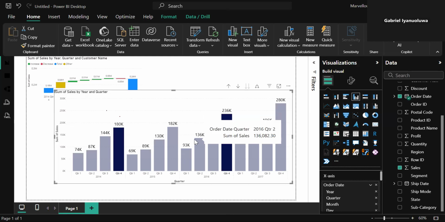So these are things, and many things, that we can do as far as increase and decrease is concerned in Power BI. I hope we have understood this lecture.